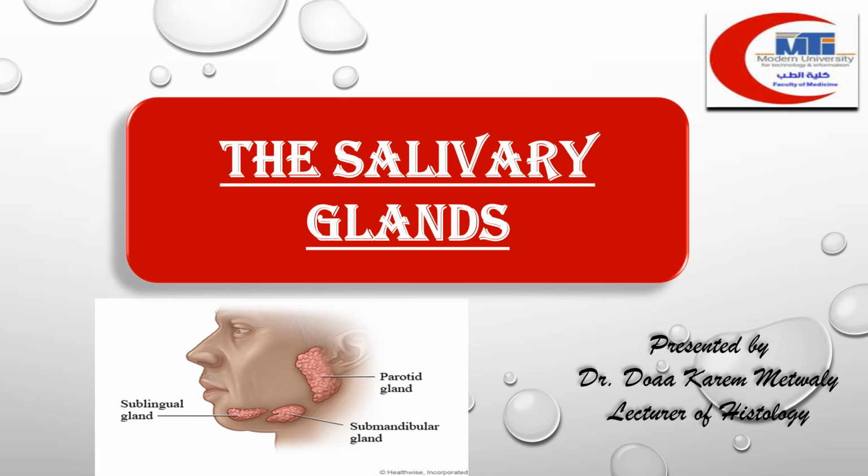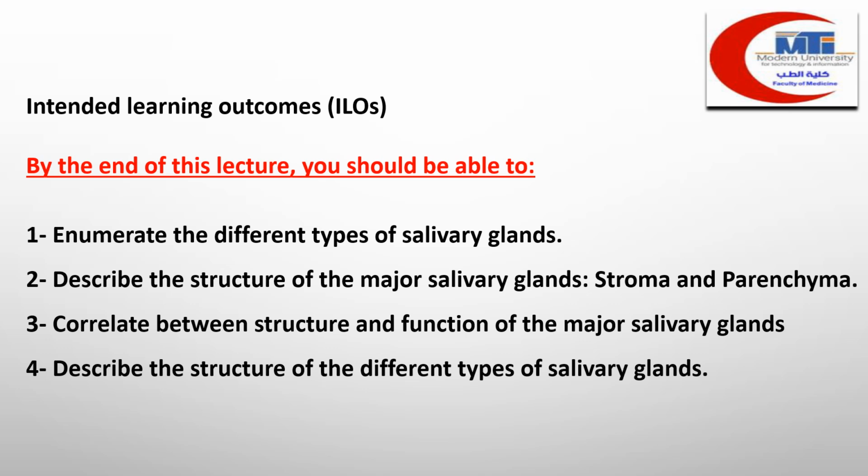In this video, we are going to discuss salivary glands. What are our ILOs? By the end of this lecture, you should be able to enumerate the different types of salivary glands, describe the structure of the major salivary glands, stroma and parenchyma, correlate between structure and function of the major salivary glands, describe the structure of different types of the major salivary glands.